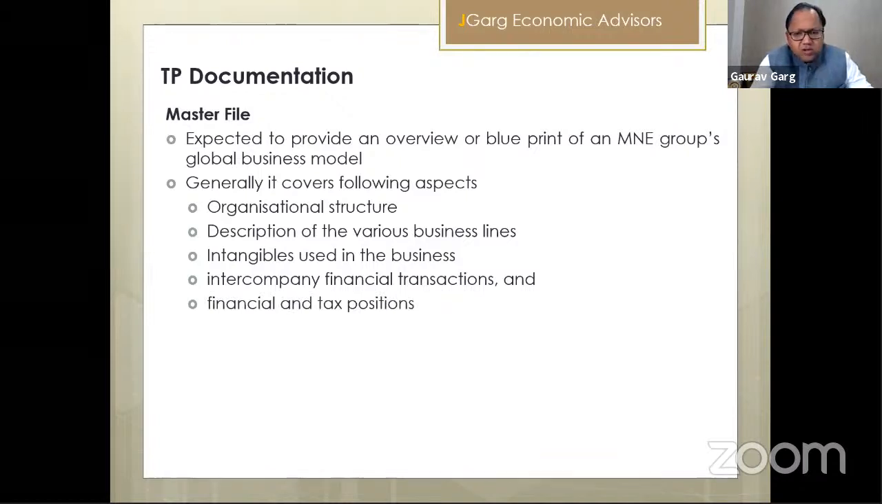A few examples I can share with you. When it comes to organizational structure, what are the different entities, how they are linked to each other, what is the ownership linkage. When it comes to business lines, what are the different businesses the group is into, what are the different products and services, different geographic markets, key competitors, different business models adopted by the group, key strategies, description of the supply chain of those businesses, products and services.